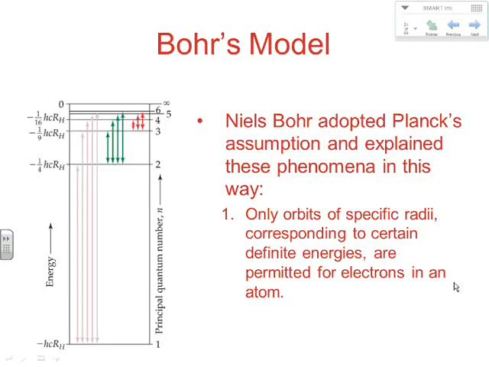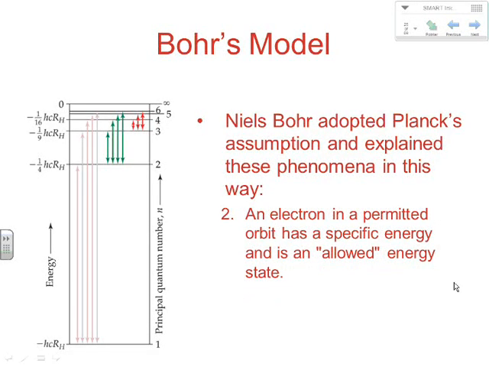He said only orbits of specific radii, so we're talking about a specific distance from the nucleus, and corresponding energies. So basically he said energy and electrons inside atoms existed at specific distances and specific energies inside atoms. In other words, they were quantized. Electrons didn't exist at any energies, they only existed at certain specific energies. So there are only some very specific energy amounts that these electrons can be permitted to exist at inside an atom.